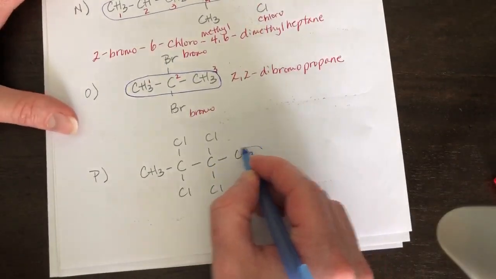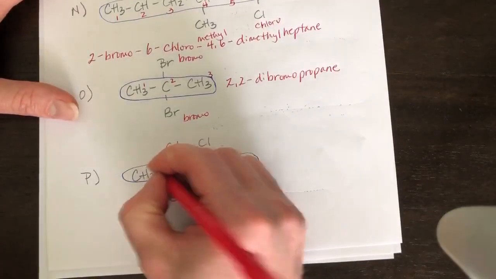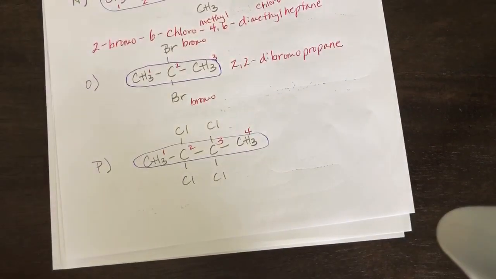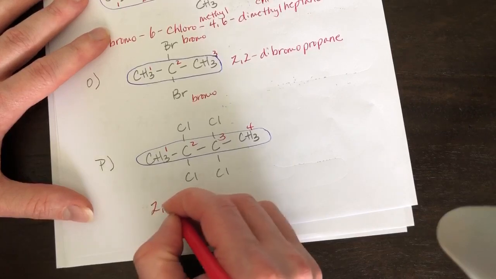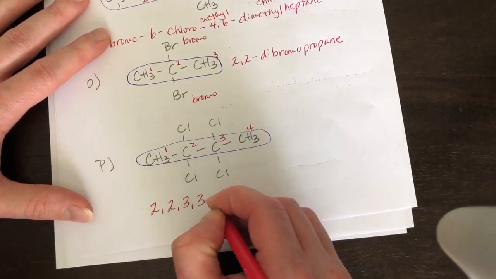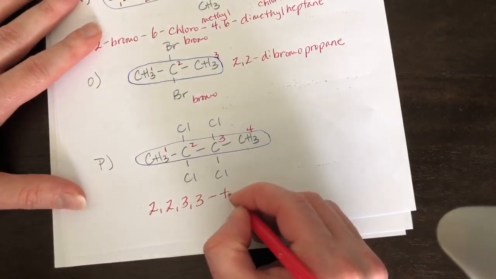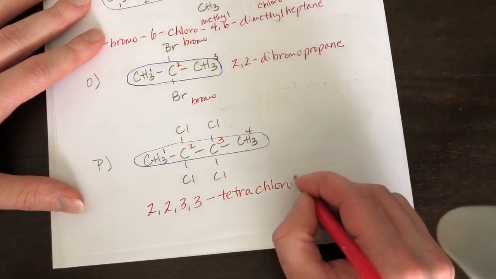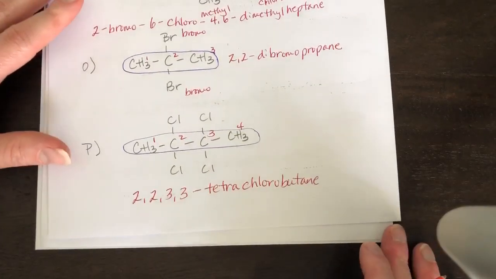Okay. Longest chain of carbons is 4 long. Doesn't matter how we're going to number it because it's going to be the same going both ways. These are chloros, all chloros. I'm not going to write chloro out 4 times, sorry. So this is 2,2,3,3. Now, there's 4 of them. So prefix for 4 is tetra. So it's tetrachlorobutane. Okay? So that's how we name them.